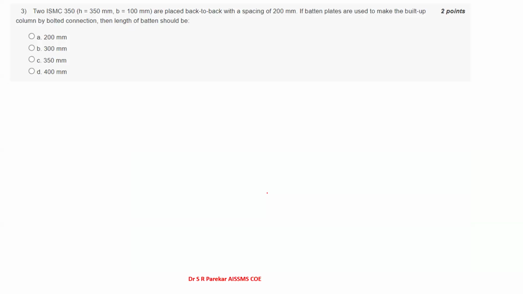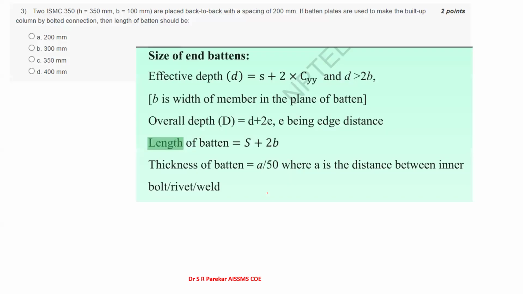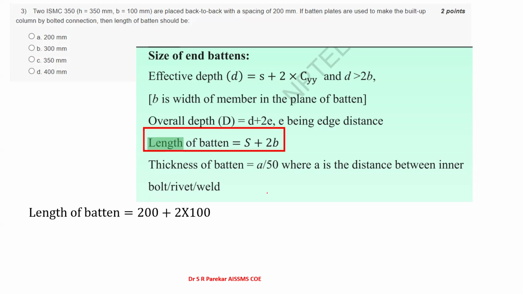Then 2 ISMC 350, H is given, B is given, are placed back to back with a spacing of 200 mm. If batten plates are used to make the built-up column by bolted connection, then the length of batten plate. So here it is given length of batten equal to S plus 2B. B is given 100. So we have S is 200 plus 2 into 100, so we have 400 mm. Again option we have D.